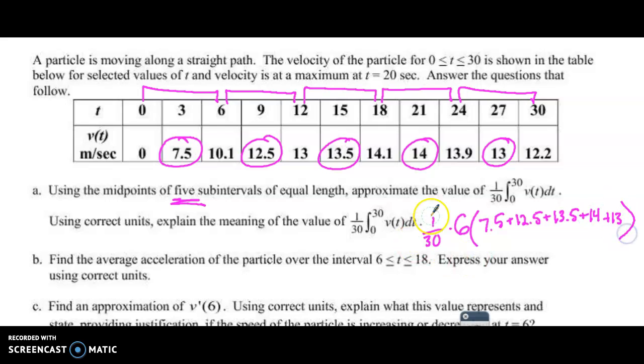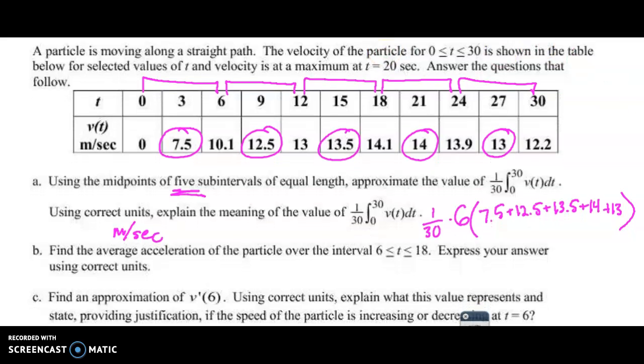There we go. And what's the correct unit? Well, it's a rate, so it's sticking with meters per second. And the meaning of this is that it's the average value. So it's the average velocity of whatever this problem is describing throughout t equals 0 to t equals 30 seconds.